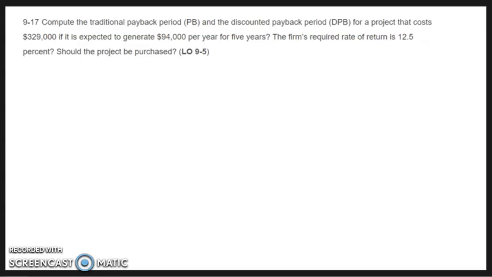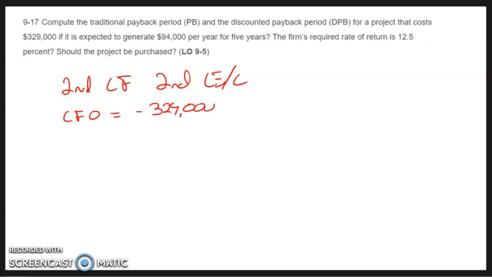So, all right, cash flow function, second cash flow, second clear. CF0 is 329,000. C01 is 94,000, and it occurs 5 times, so F01 is 5.